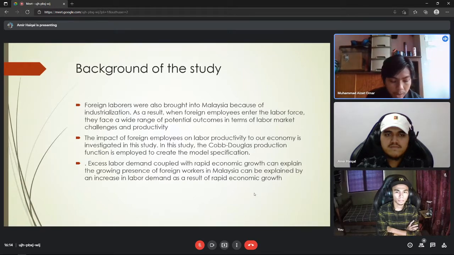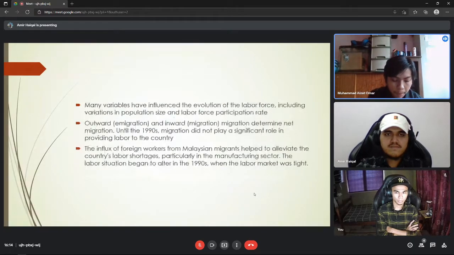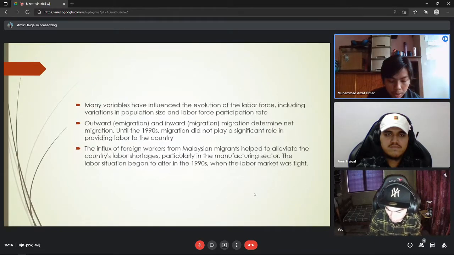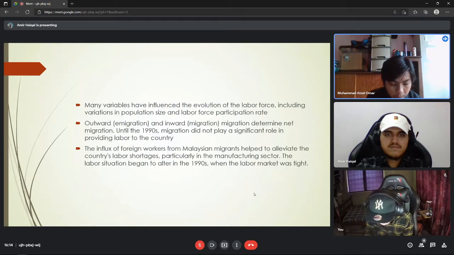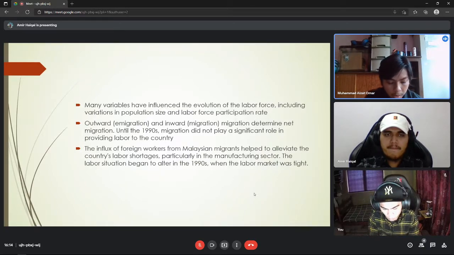The third one is excess labor demand coupled with rapid economic growth, which can explain the growing presence of foreign workers in Malaysia as a result of an increase in labor demand. The fourth one, many variables have influenced the evolution of the labor force, including variations in population size and labor force participation rates. Outward migration, which is emigration, and inward migration determine net migration. Until the 1990s, migration did not play a significant role in providing labor to the country.